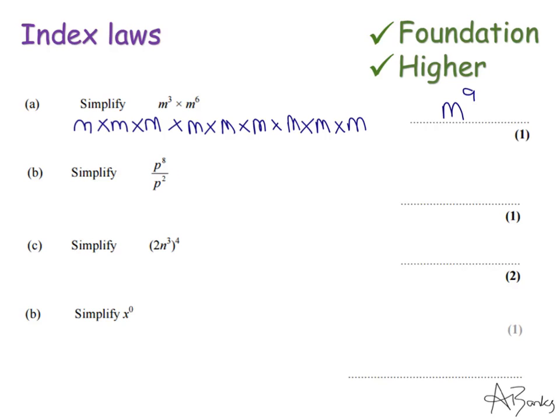So all I have to remember is that when I've got a division, I actually subtract the indices. So I do 8 subtract 2, which is 6. So that's p to the power of 6.